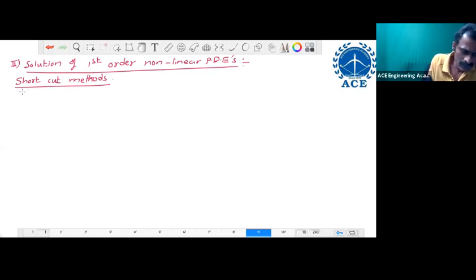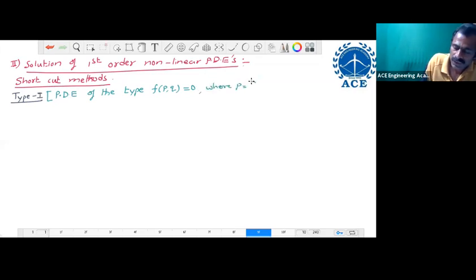Now, first one. Type 1. Partial differential equation of the type f(p, q) = 0, where small p = ∂z/∂x, small q = ∂z/∂y, for z = f(x, y).